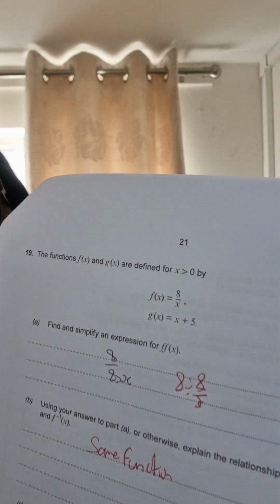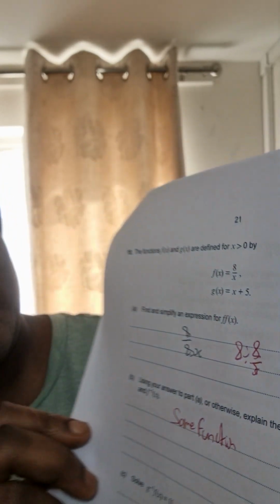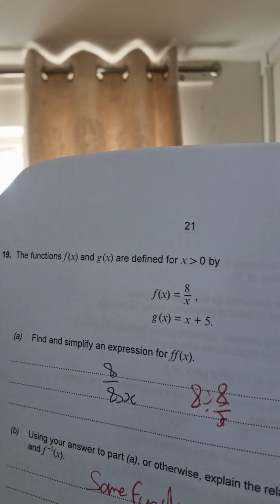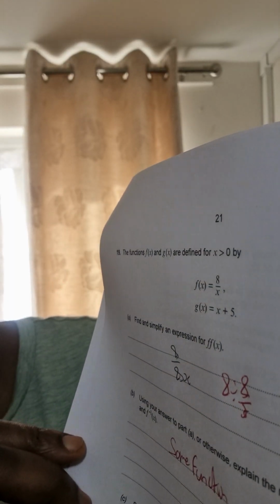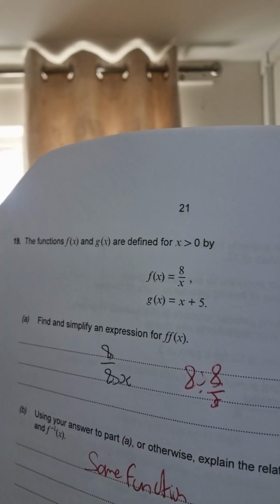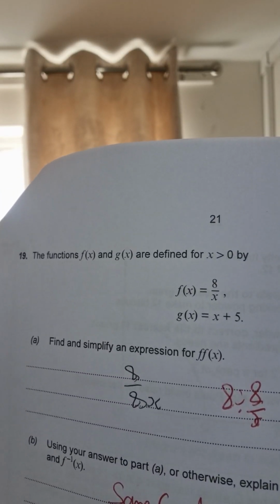We're going to do question number 19. I hope you can see it there. It says the functions f of x and g of x are defined. f of x is 8 over x, g of x is x plus 5. They want us to find f f of x, f inverse of x, and g inverse f of x.